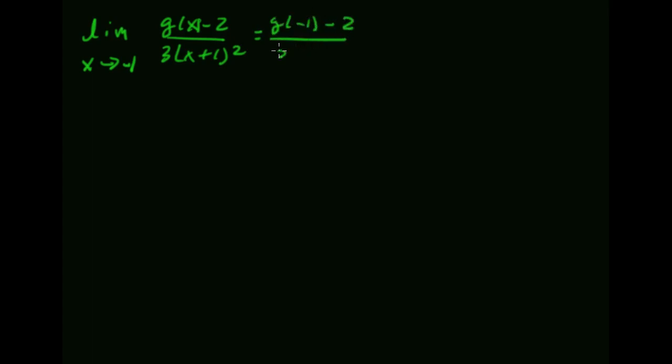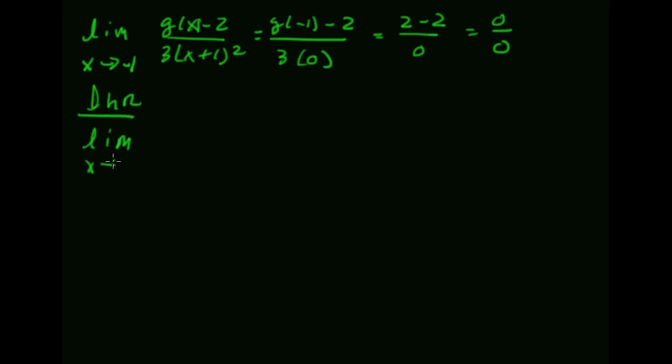Alright, so part C of number 3 is a limit problem. Your L'Hopital stuff should be peaked on this. We want the limit as x approaches negative 1 of g of x minus 2 over 3 times x plus 1 squared. Start substituting in the negative 1. You're going to get g of negative 1 minus 2 over 3 times 0. G of negative 1, though, is 2. So this gives me the telltale 0 over 0. So we use L'Hopital's rule.